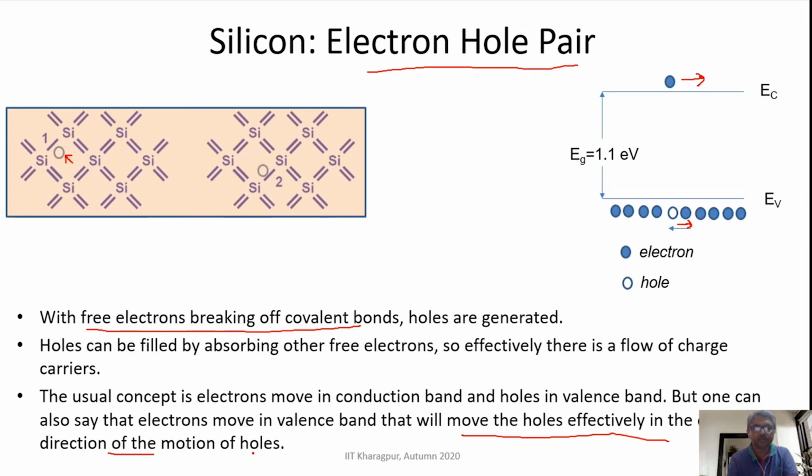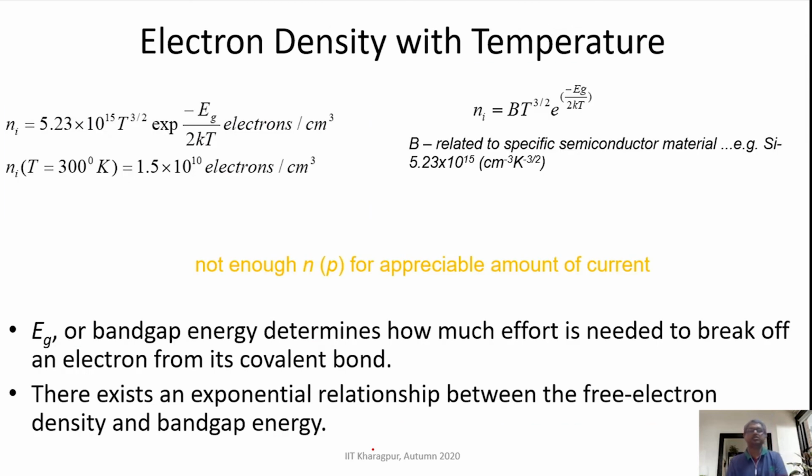So it should be opposite to that of the motion of electrons. Okay, now let's talk about electron density with temperature.